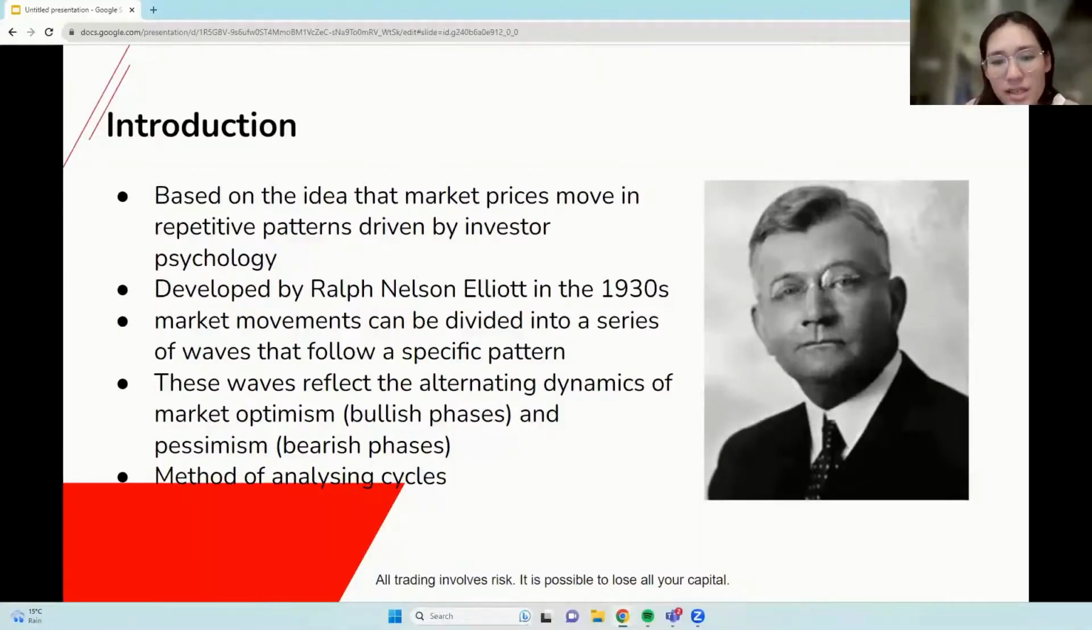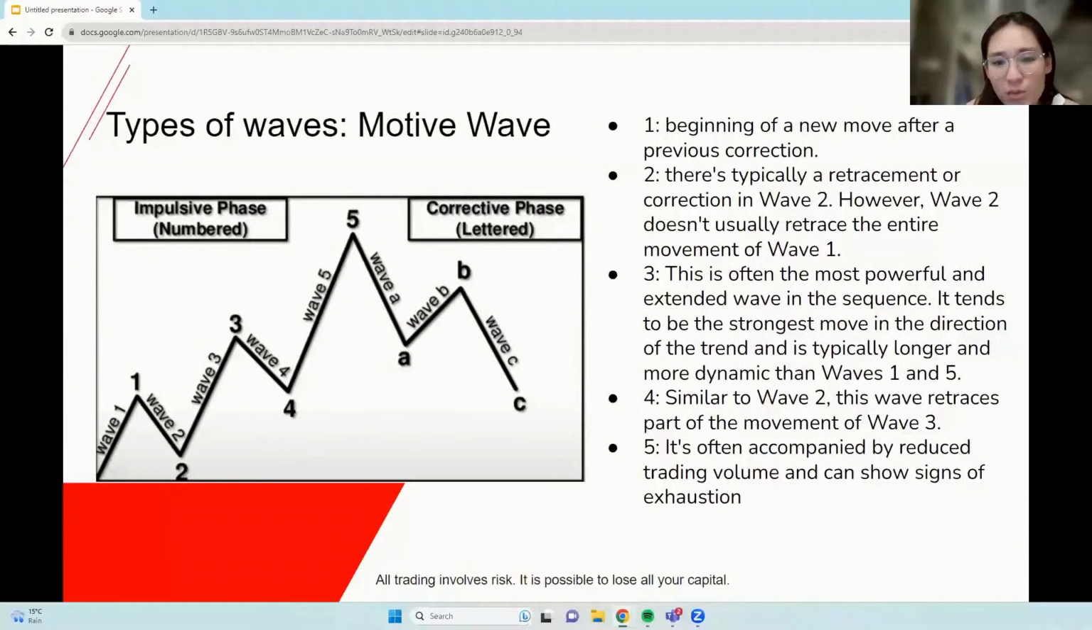Okay, now let's get into the different types of waves. So the first type of wave that I want to touch on is, this is what a typical Elliott wave looks like. It's pretty theoretical, so bear with me in this part. Firstly, we have the impulsive phase, or impulsive waves, or we even call these motive waves. Many names for it, but it's basically the parts of the wave that are trending.